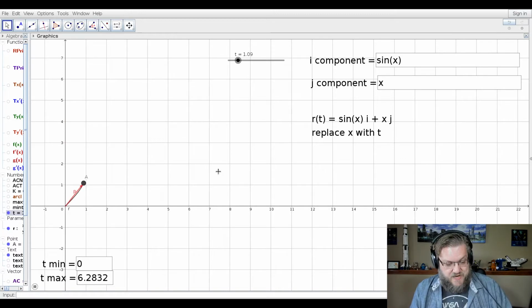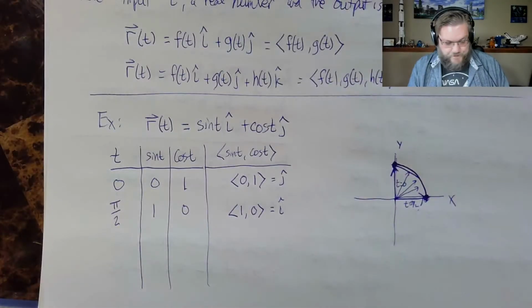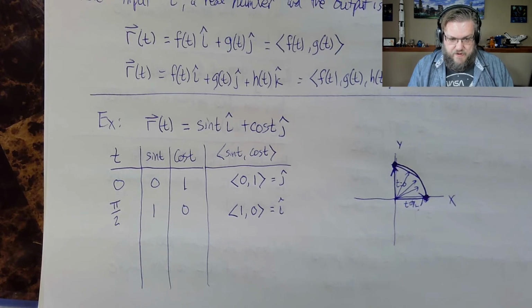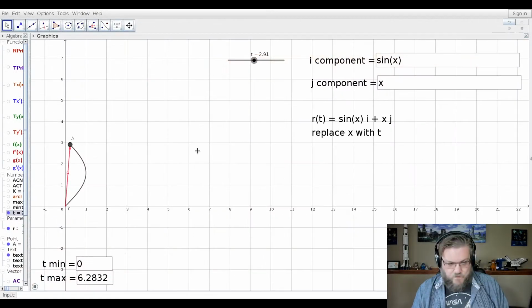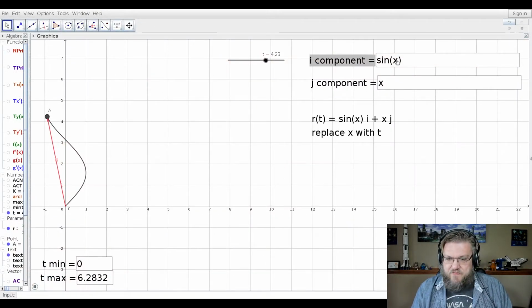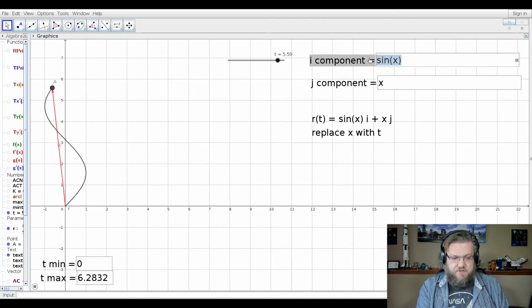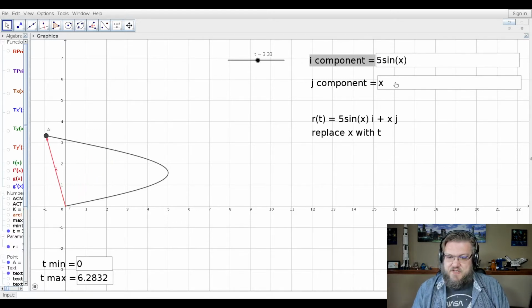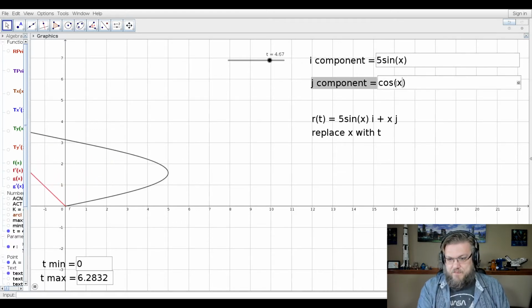So let's see what else we got here. Let that run there. Yeah, let's make this change too. So if I go back to here, let's put a number in front of the sine cosine. This is another thing that will show up a lot. What if I do 5 times sine of x versus cosine of x here?